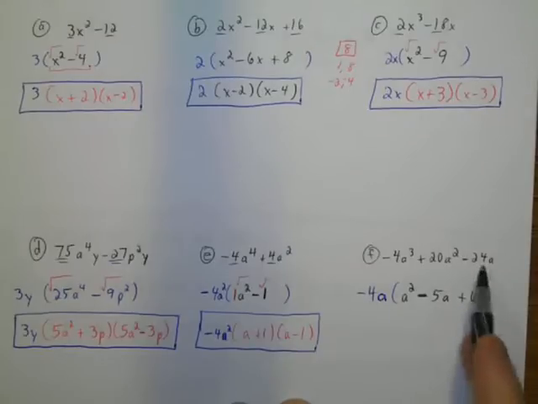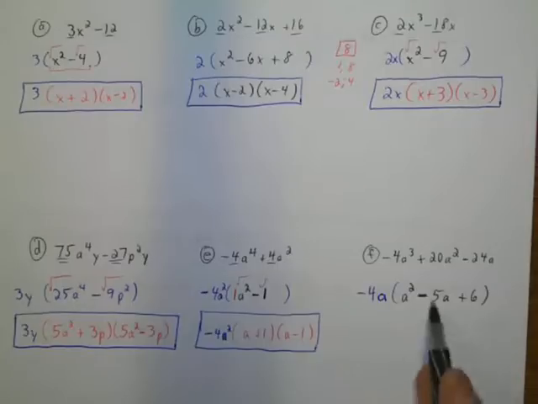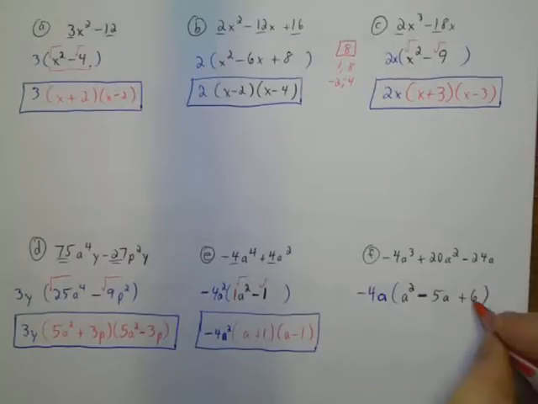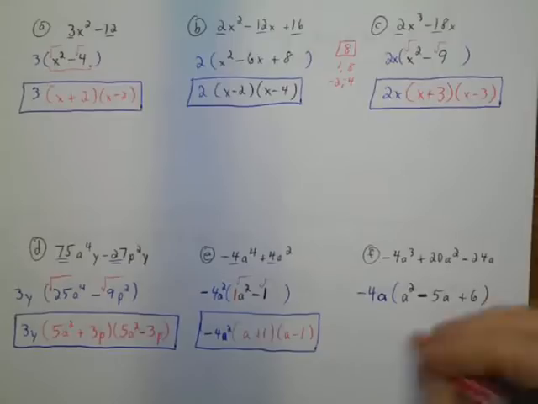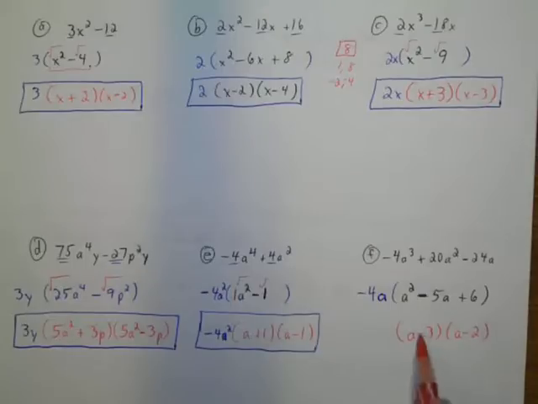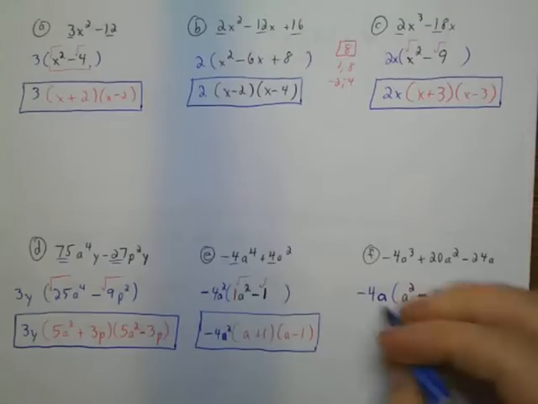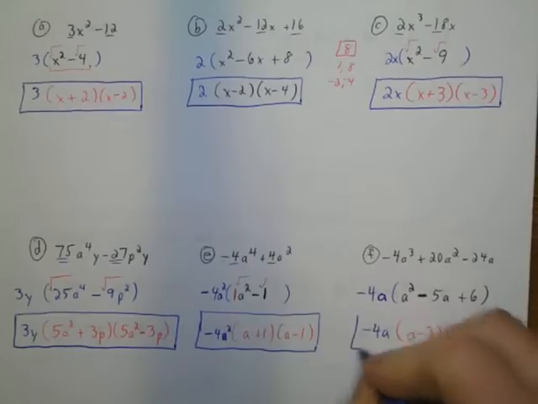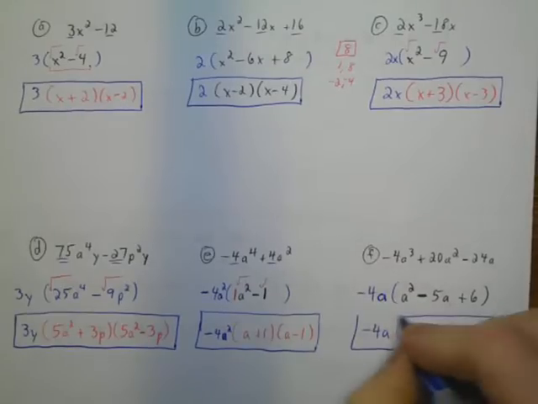Again, here I have a trinomial, so we're going to say what multiplies to be 6 and adds to be negative 5. And in this case, that's going to be minus 3, minus 2. Negative 3 times negative 2 is positive 6. Negative 3 plus negative 2 is negative 5. I'll put my negative 4a in the front. And it's just that easy. Maybe not, but that's how we do it.